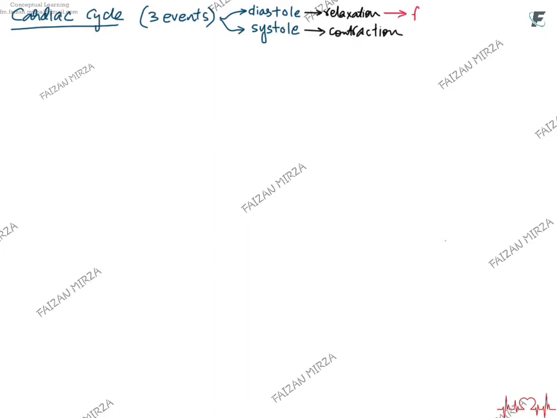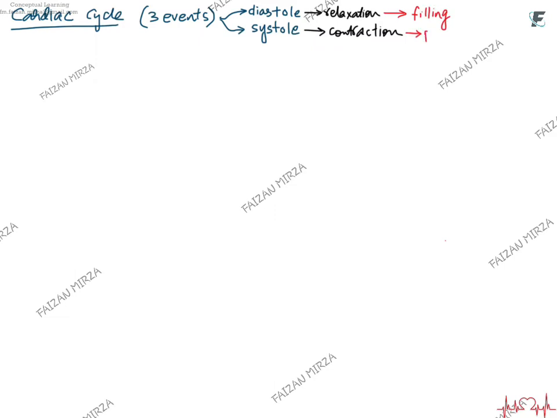Now, when we are discussing the cardiac cycle, there are 3 events occurring in the cardiac cycle. We need to understand and follow the terms diastole and systole. Diastole refers to relaxation, and systole refers to contraction.